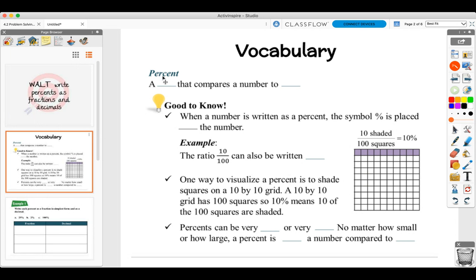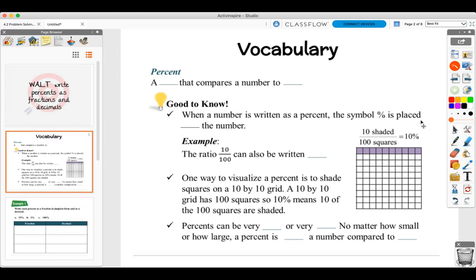So a percent is a ratio that compares a number to 100, right? Good to know. When a number is written as a percent, the percent symbol is placed after the number. For example, the ratio 10 over 100 can also be written as 10%.